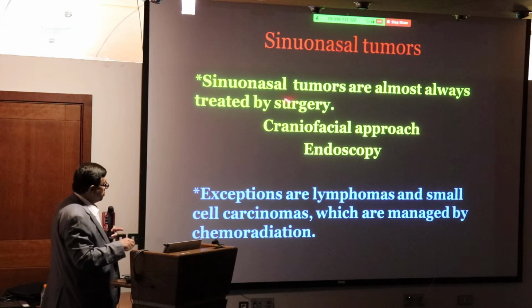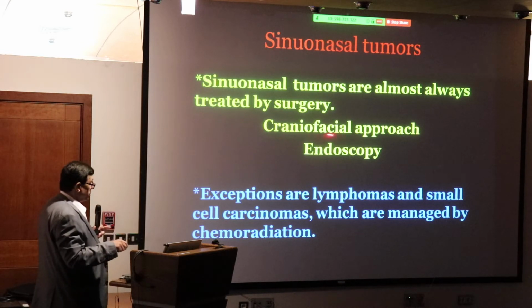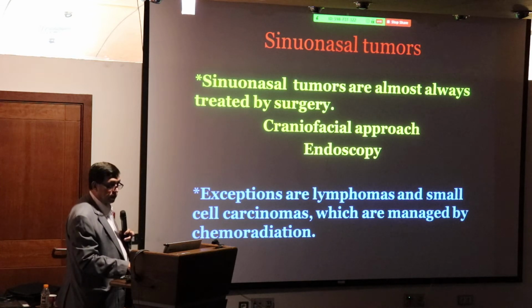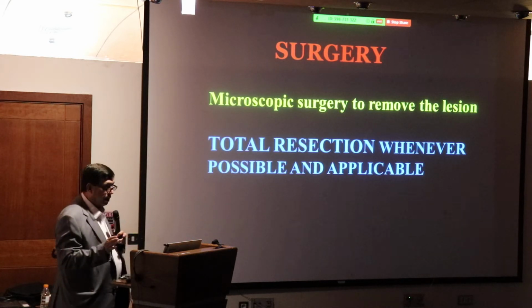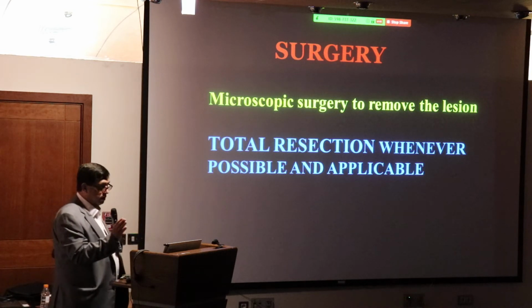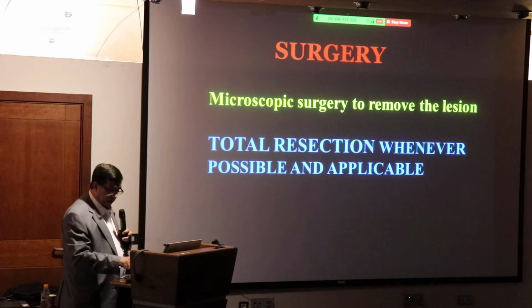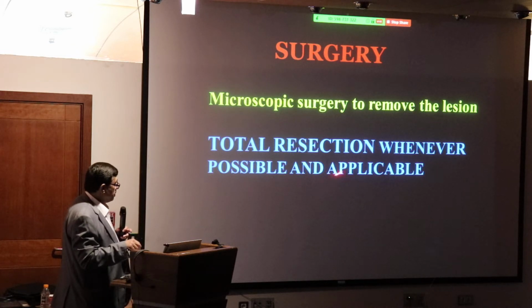So sinonasal tumors in general are almost always treated by surgery. What kind of surgery? Either a craniofacial approach like you will see in our case, or by endoscopy. Exceptions are lymphomas and multiple carcinomas, which are treated by chemo and radiation. So surgery is the upfront treatment of these cases. It is microscopic surgery. It is not done by the naked eye. Neurosurgery is microscopic surgery. If you see a neurosurgeon operating with his naked eye, he is living in the Middle Ages. And the aim is total resection whenever it is applicable.